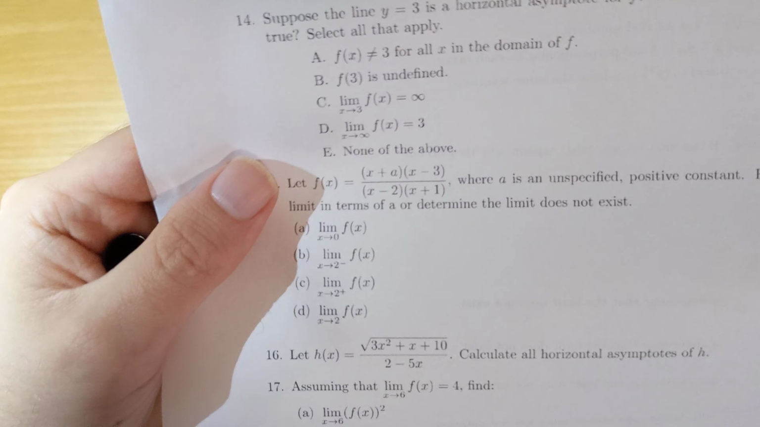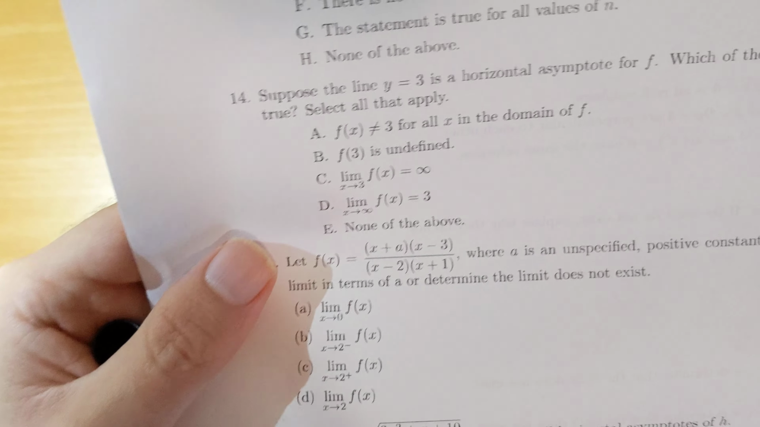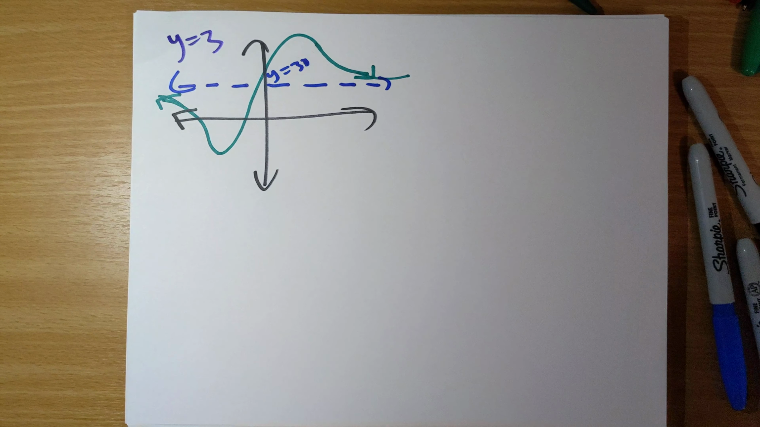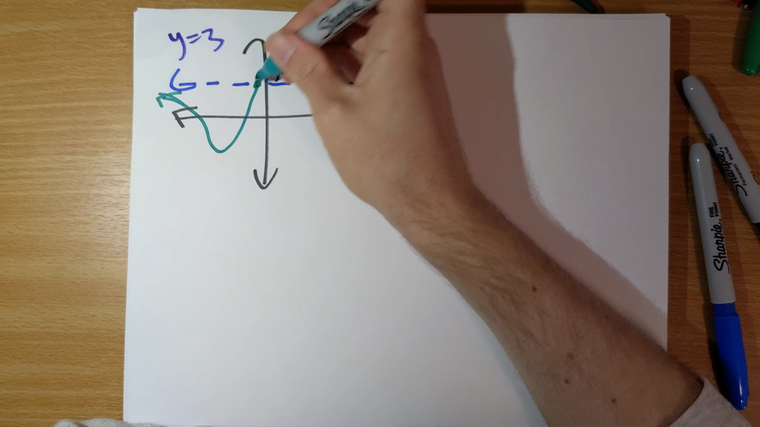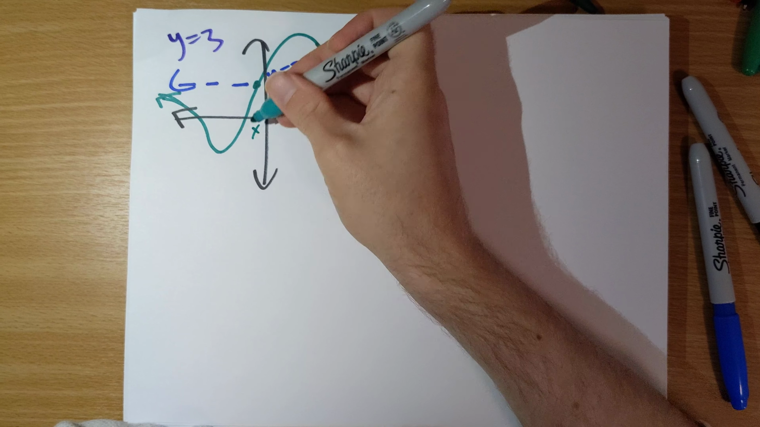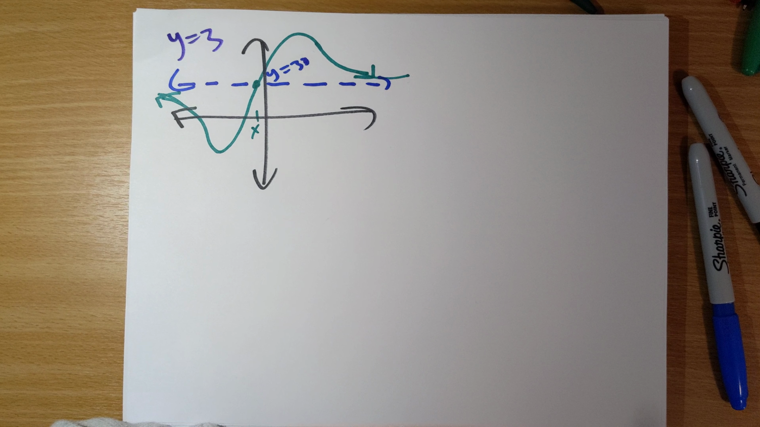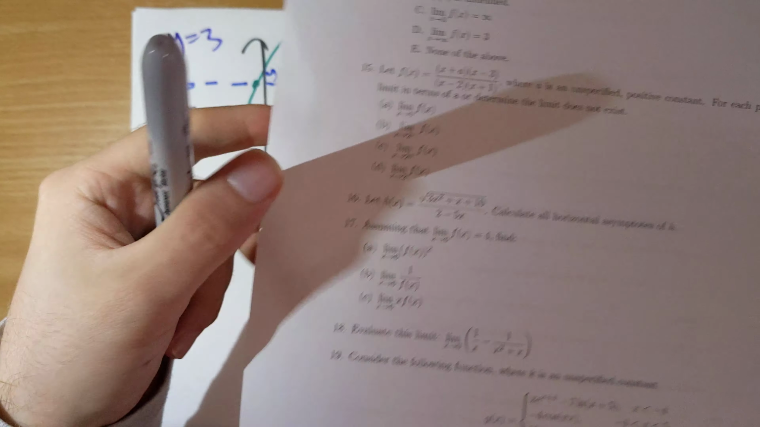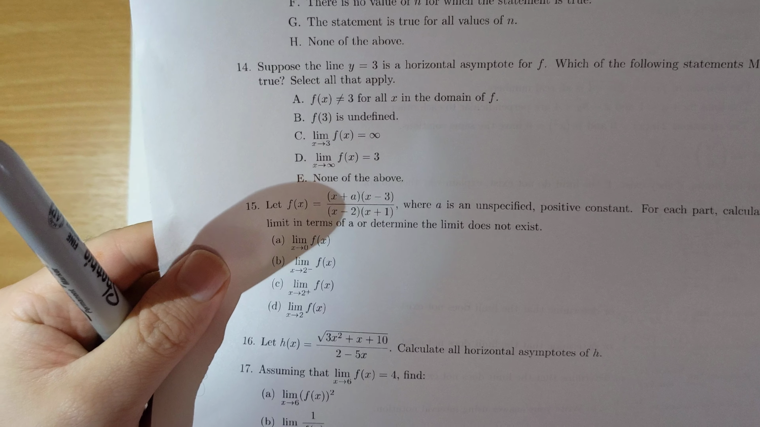So the first one is that f of x is not equal to 3 for all x in the domain of f. We can actually see from this graph right here that at this x value, f of x is equal to 3. So A doesn't make sense. A doesn't work. And for B, f of 3 is undefined.